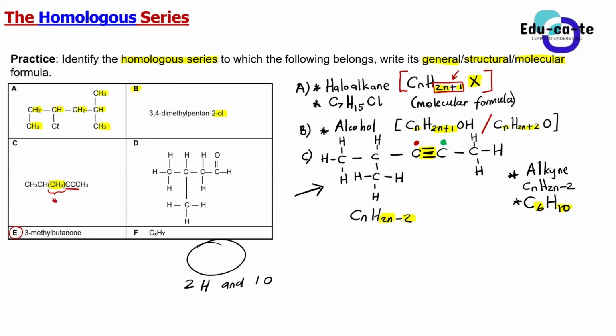For example, here, when you count the number of carbon atoms, we have got 6 carbon atoms indeed. So this is C6. To work out the number of hydrogen atoms of this molecule, you say 2 times the number of carbon atoms, which is 6, minus 2. 2 times 6 is 12, and 12 minus 2 is equal to 10. So this will give you C6H10.